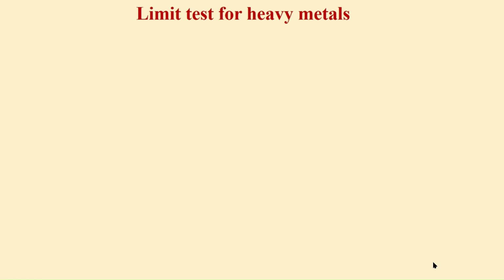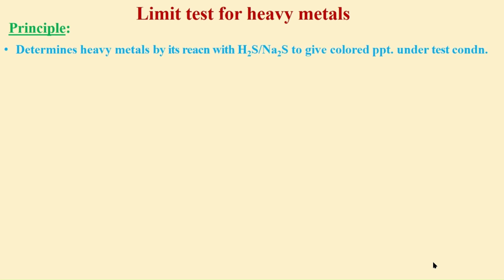Here in heavy metals, we are treating with sodium sulfide or hydrogen sulfide. Sodium sulfide is Na2S, hydrogen sulfide is H2S. The heavy metals present in the given sample as impurities in trace amounts react with the hydrogen sulfide or sodium sulfide used as a reagent, and it gives a colored precipitate under standard test conditions. This is the principle behind the limit test for heavy metals.